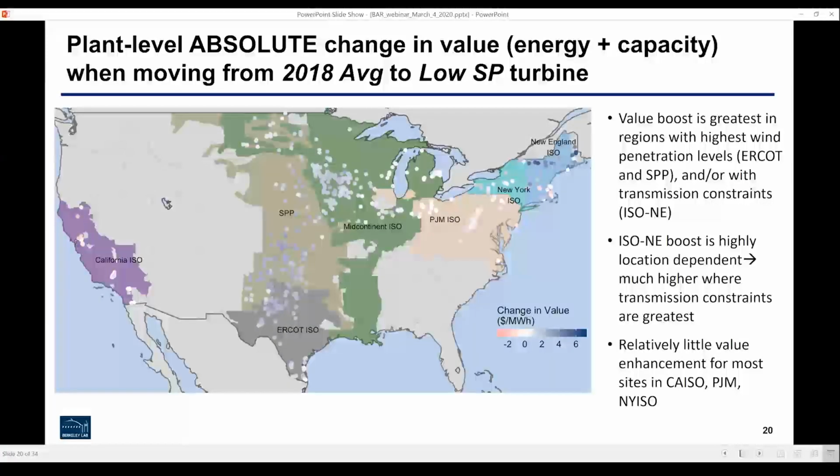So looking at the individual projects, which were the input into those national results we just showed, we can see that the highest value projects, which are the darker blues here, are found in the regions with highest wind penetration, like ERCOT and SPP. We also see some variation within regions. If you look at ISO New England, we see a high value in the north of ISO New England and lower value in the south of ISO New England. And so this again is the delta. This is the increase in value you get from moving from the 2018 average turbine to the low SP turbine. Okay, next slide.